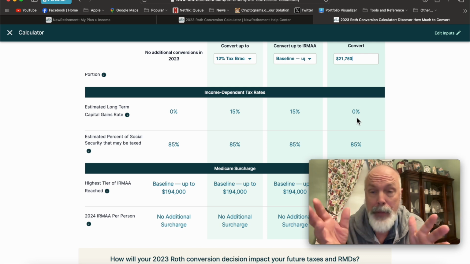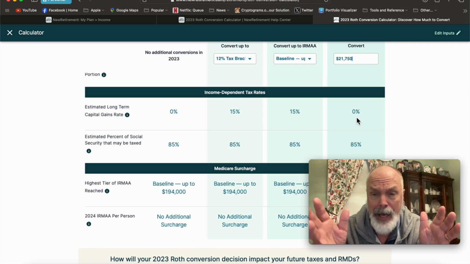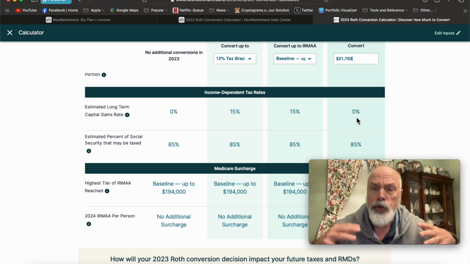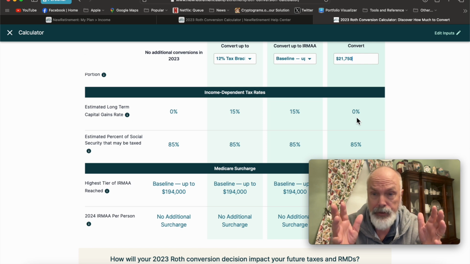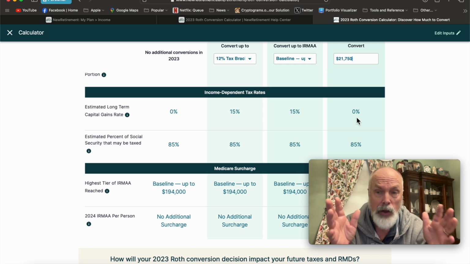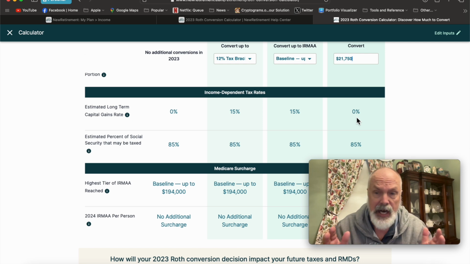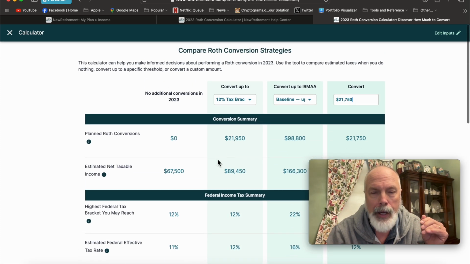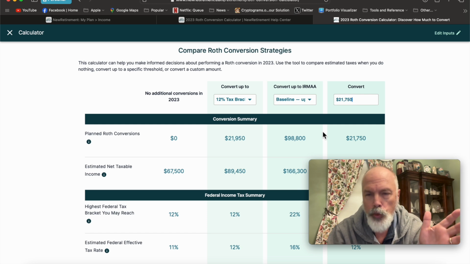So again, that may matter to you, it may not matter to you, depending upon how much of your income in your AGI is capital gains. And if it's a significant amount, you might care about that. If it's not as much, you might want to go ahead and just go up to the top of the 12% tax bracket.